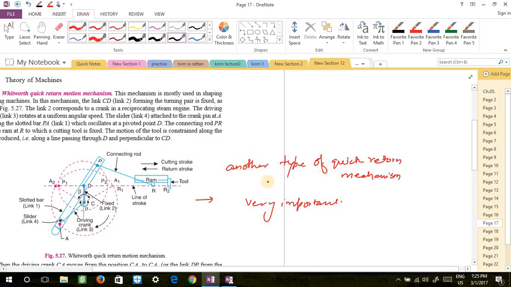So actually we have studied two types of quick return motion mechanism. One was crank and slotted, which was the third inversion of slider crank chain, and here we have studied the Whitworth quick return motion mechanism, which is the second inversion of single slider crank chain. I have also noted that this is another type of quick return mechanism, and this is very important. If somebody asks you to explain two types of quick return mechanism, you will explain the Whitworth quick return motion mechanism, as well as the crank and slotted quick return motion mechanism.